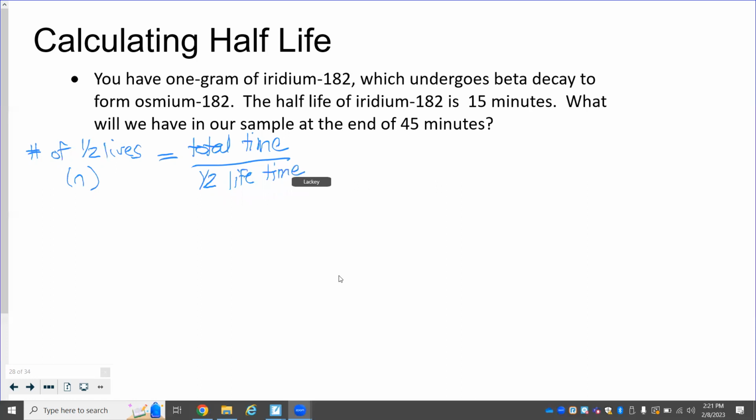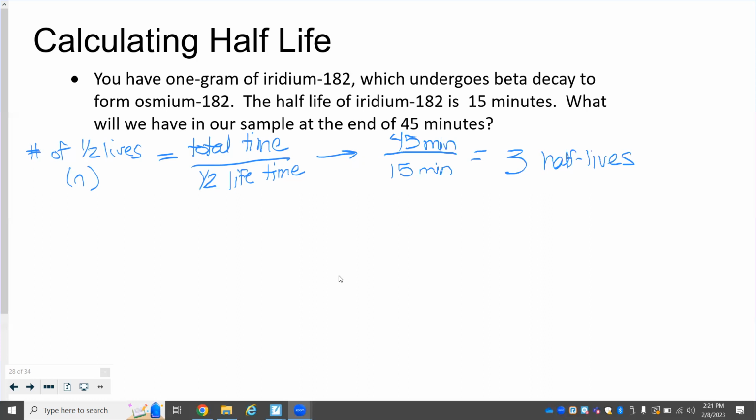Because this will tell us how many times our sample gets cut in half. So it told us the half-life of iridium-182 is 15 minutes, so I'm going to put that on the bottom. And it says we are going through a total of 45 minutes. So that means we are going through 3 half-lives in that amount of time. That means that we're looking at what is left over after our sample has been cut in half 3 times.